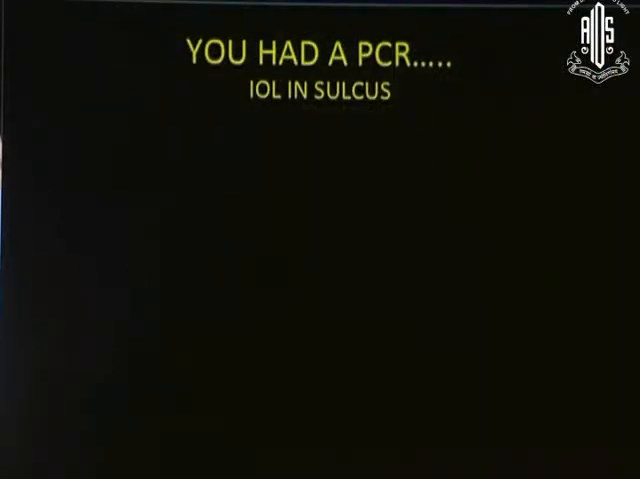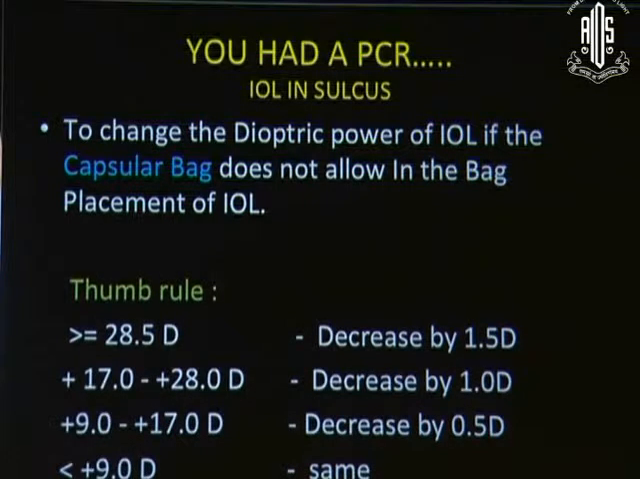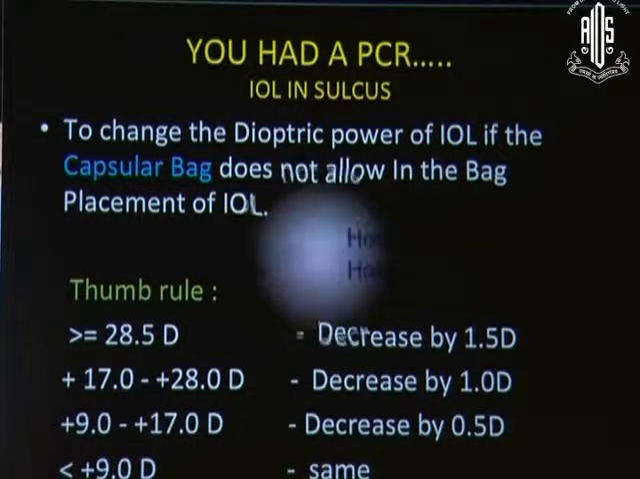Now, I'm going to consider one or two very specific conditions. Say you had a PCR and you have to put the IOL in the sulcus. What do you do? You have to change the dioptric power of the IOL if the capsular bag does not allow the bag placement of the IOL. So a thumb rule which works quite well: if the dioptric power of the lens is greater than 28.5, you decrease it approximately by 1.5 diopters. If it is between 17 and 28, you decrease it by 1 diopter. Approximately between 9 and 17, these are myopic eyes, so just by about 0.5. And if it is less than 9, it's more or less 0.5 again.